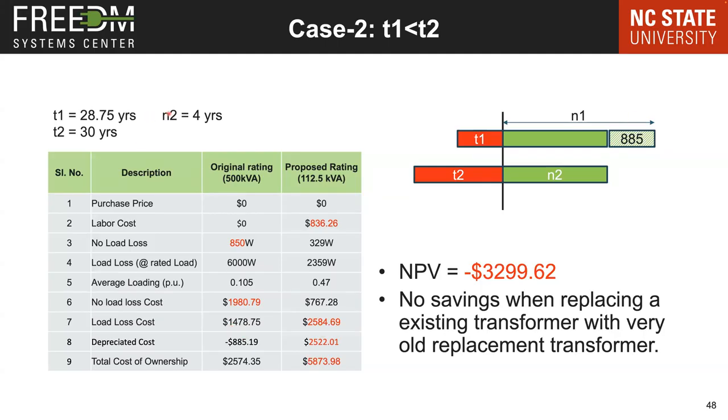But then once you add all these values together, you realize that the net present value is significantly negative. So what this means is that even though there is a significant reduction in the transformer size, if the new transformer that you choose to replace with has a considerable age, like 30 years here, then it doesn't make any sense to replace this transformer, even though there's a large reduction in rating size.